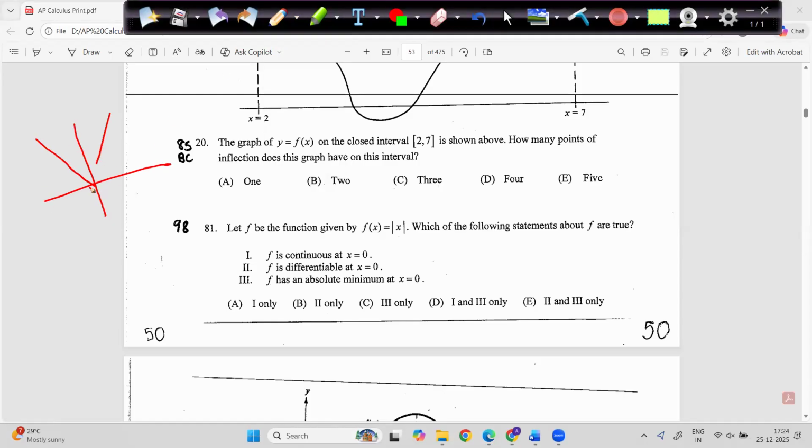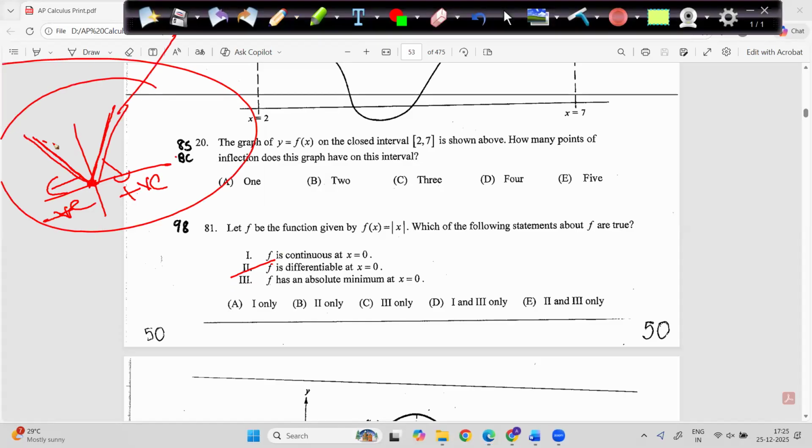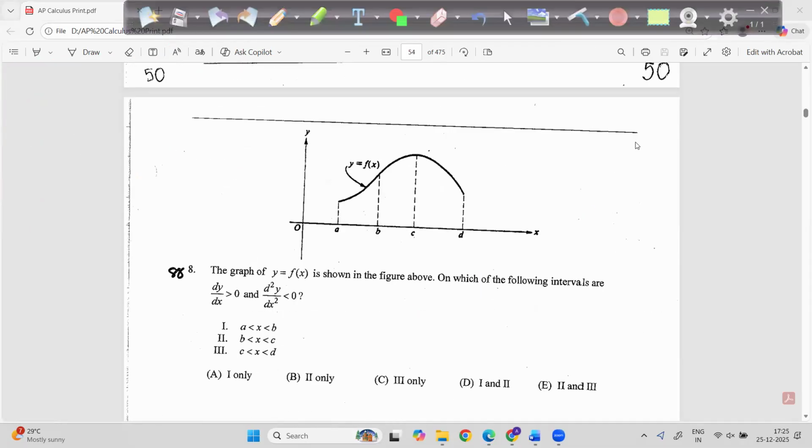I'm good at graphs. So f is continuous. I can draw this graph without lifting the pen. It is not differentiable: the left hand derivative is negative and the right hand derivative is positive. So the derivative does not exist at x equal to 0. Definitely, this is the absolute minimum of the entire function, whether it goes to plus infinity or minus infinity. So definitely 1 and 3 should be your answer. Please redo all the questions.